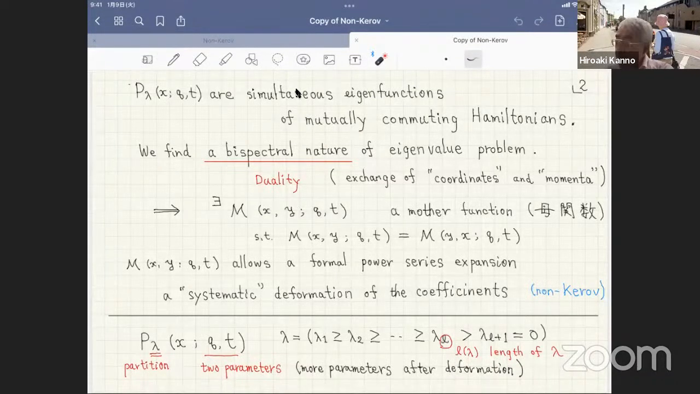So let me remind you about my notation again. Lambda is a partition, a non-increasing sequence of integers. At some point they terminate and it vanishes. The last non-vanishing index, the number L, I will call the length of lambda. And the Macdonald function has two parameters, usually denoted by q and t. After deformation, we will have more parameters: three, four, and further.